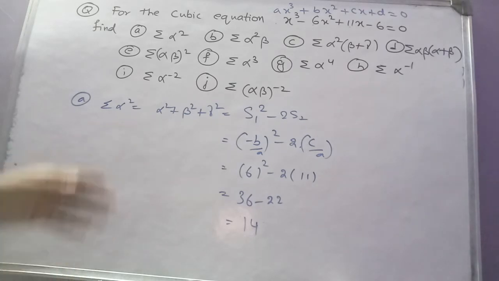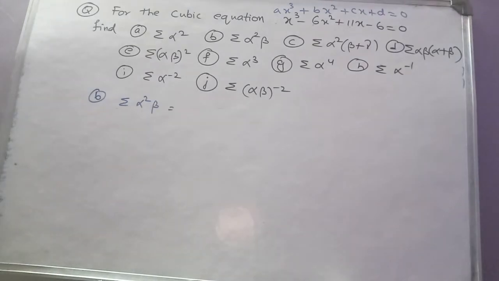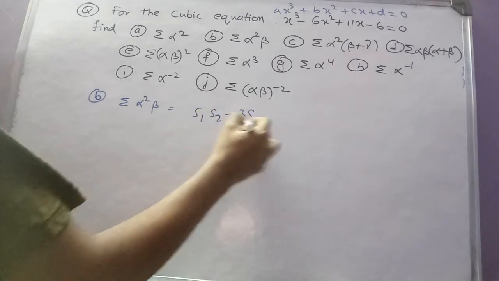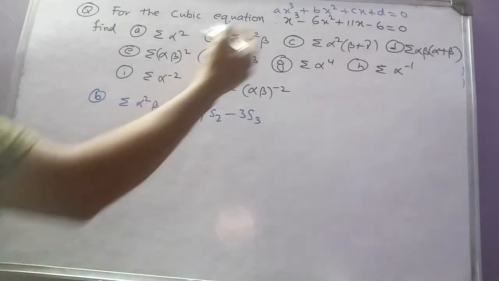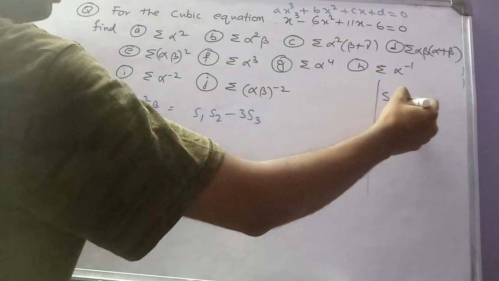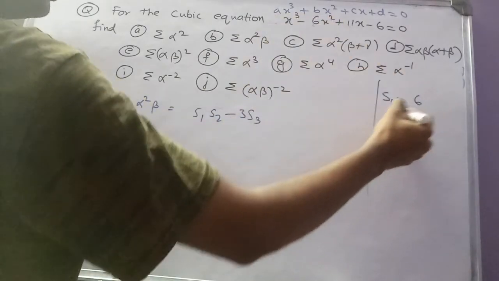Sigma alpha square. Similarly, we will derive all the remaining. So what is the next one? Sigma alpha square beta. Sigma alpha square beta is s1 s2 minus 3 s3. So s1 means minus b by a. Let me write out finally what is s1. S1 is minus b by a, that means 6.